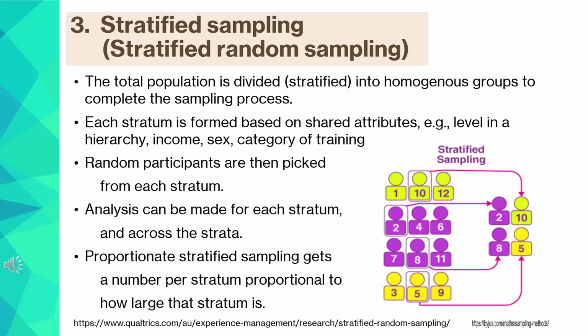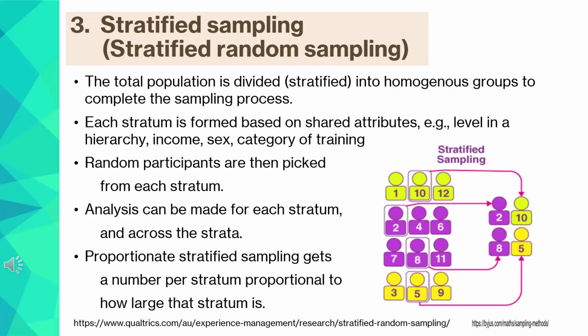Stratified sampling, or what you will find in some references as stratified random sampling, employs a division or a stratification of the sampling frame. So the total population is divided into strata. These are homogeneous groups that you identify because they have some shared attributes. So for example, you're talking about doctors, but you know that within that entire population of doctors, there's like a hierarchy. The senior residents, the junior residents, the new consultants, the junior consultants, and the senior consultants. Or possibly, for example, people categorized according to income, or maybe sex, male, female, or category of training, let's say.